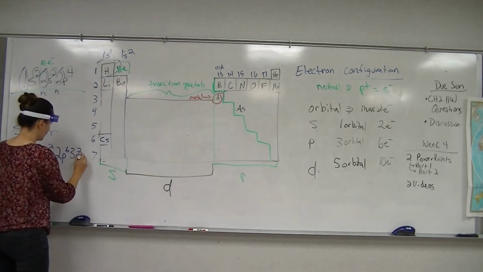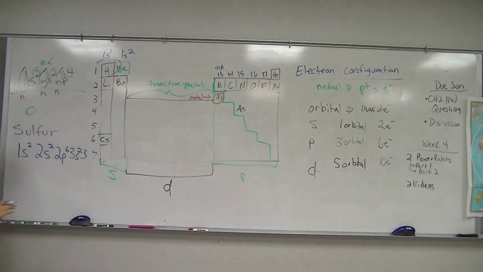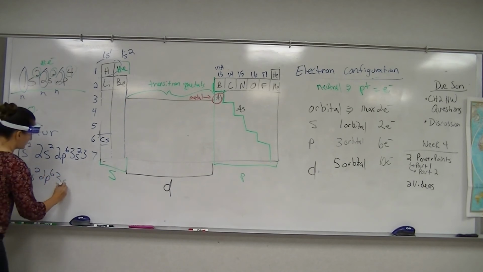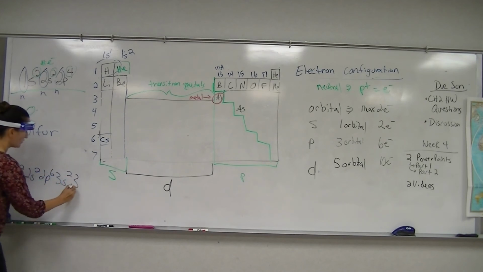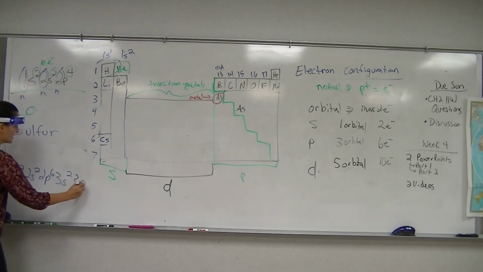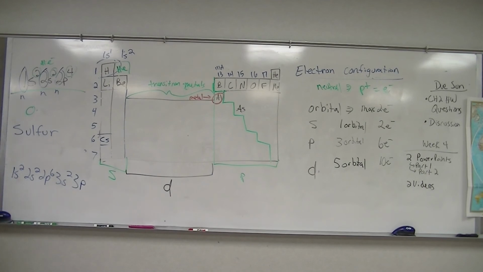I'm still in period 3, and I went through the s's. Now I hit the p's. Sulfur, so which one is it? It's going to be 3p4. So aluminum is 1, silicon would be number 2, phosphorus number 3, sulfur is number 4.